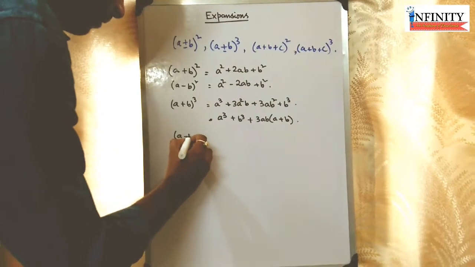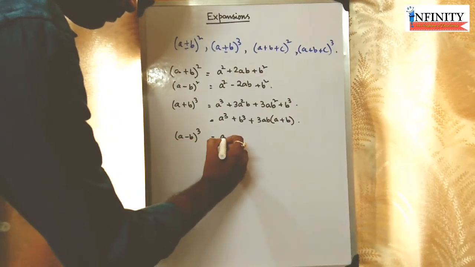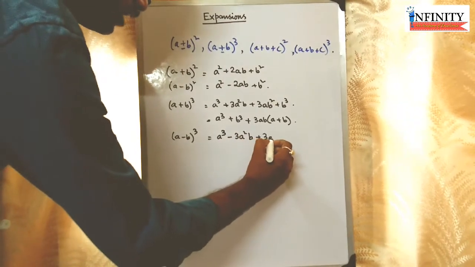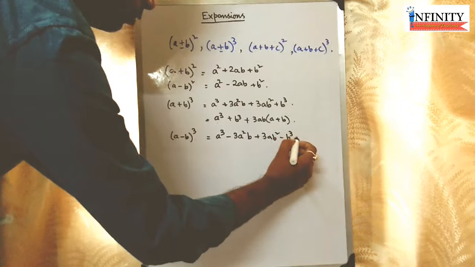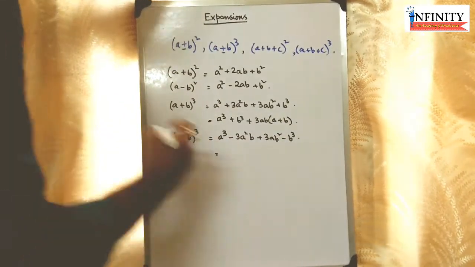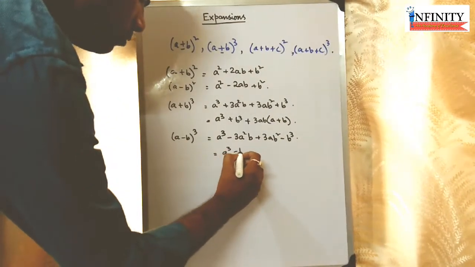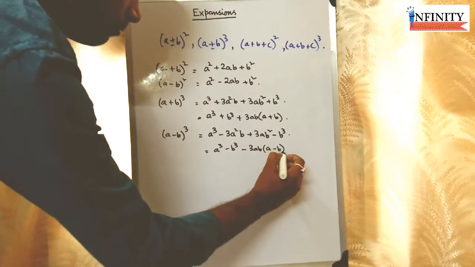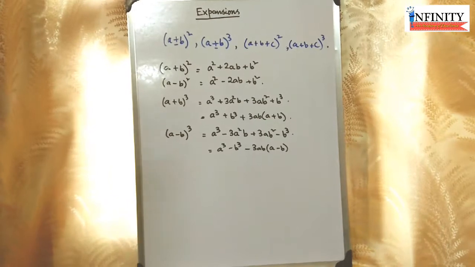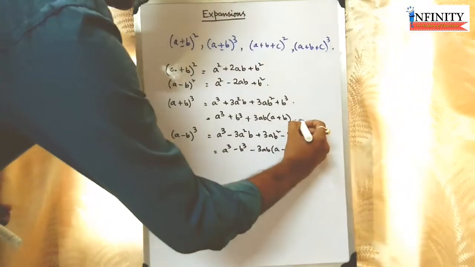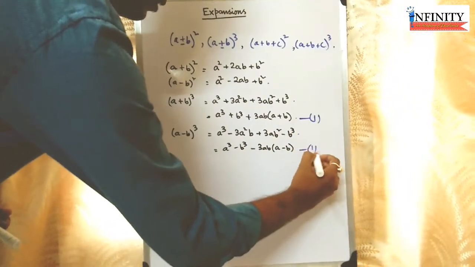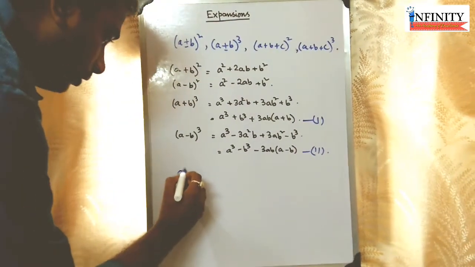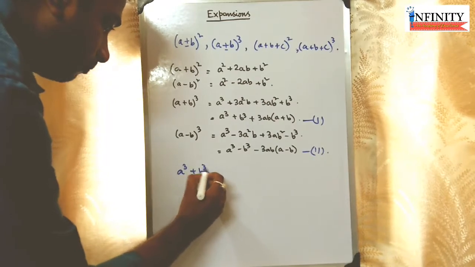Similarly, (a−b)³ equals a³ − 3a²b + 3ab² − b³. And similarly, it can be rewritten as a³ − b³ − 3ab(a−b). So from these two formulas, this is number 1 and this is number 2, from these 1 and 2 we can get the formula for a³ + b³.